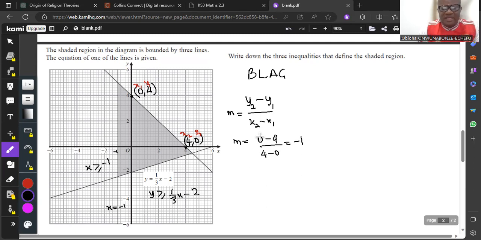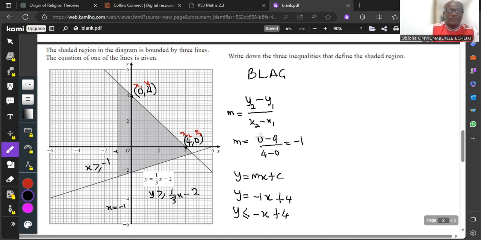So the gradient of the line is 0 minus 4 over 4 minus 0, which of course is -1, as expected. Then remember again that the equation of a line is y equals mx plus c. Therefore, y equals m is -1, x plus c. C is 4. That is the intercept on the y-axis, where the straight line intersects with the y-axis, and that is 4. So this is the equation of the line. Because below the line is shaded, and when below is shaded, you use less than. Therefore, the inequality equivalent to that is y is less than or equal to -x plus 4.